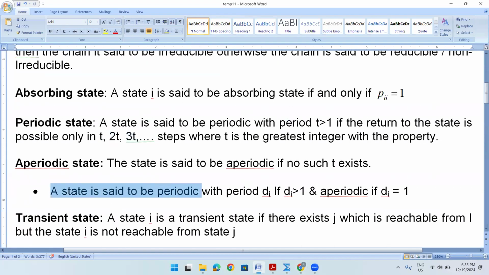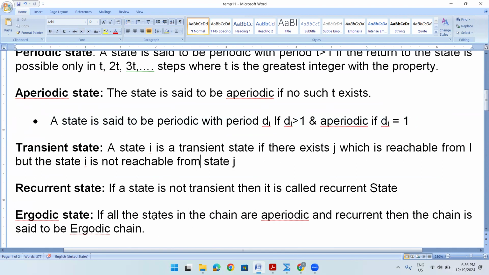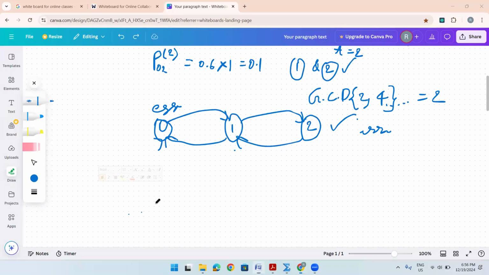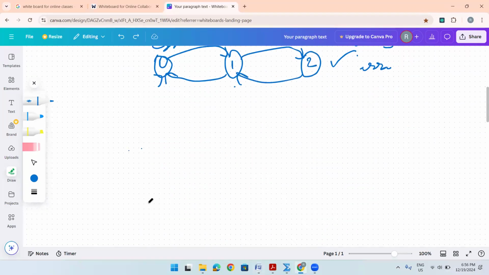A state is said to be periodic with period di where di is greater than 1, and aperiodic if di is equal to 1. Here in this case, di is the GCD. Here it's not given as GCD, but I'm telling it in some way. Okay, so next step. Another very important topic is transient states.